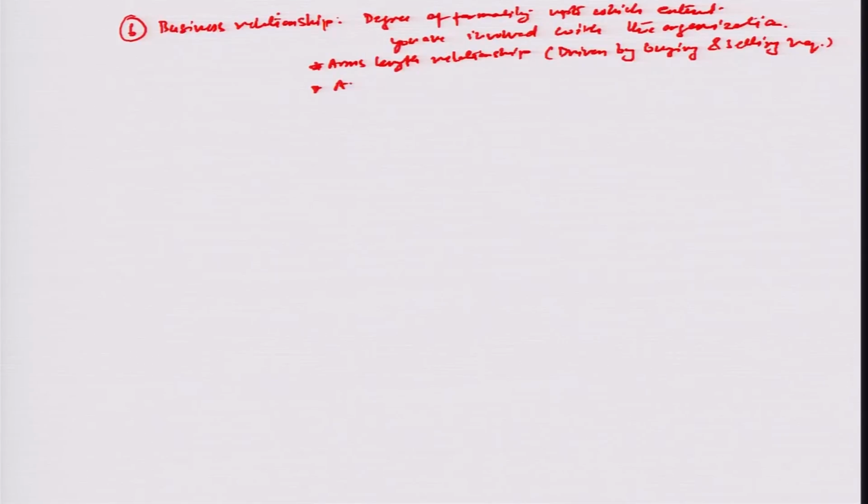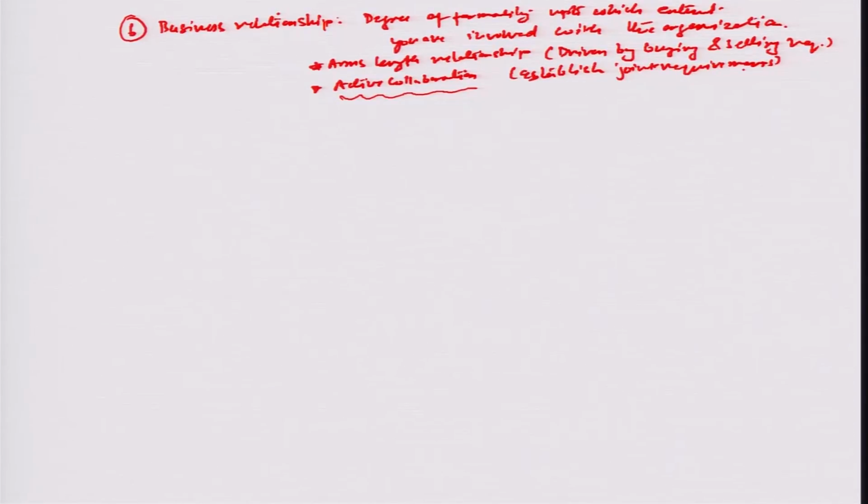There could be active collaboration, for example. So, this could establish joint requirements. For example, in a company, decision making could involve some kind of stakeholding from these active collaborators. And so, there can be a whole variety of stakeholding, from just a buying and selling requirement to being a participant in the decision making process, which we record as business relationship.